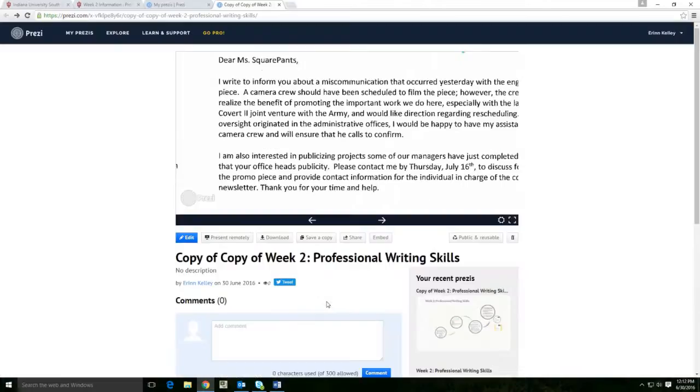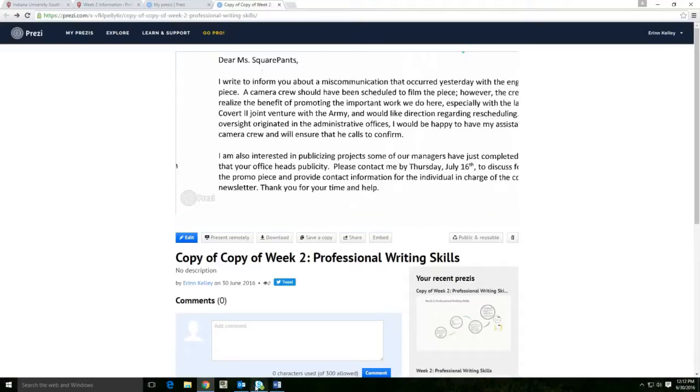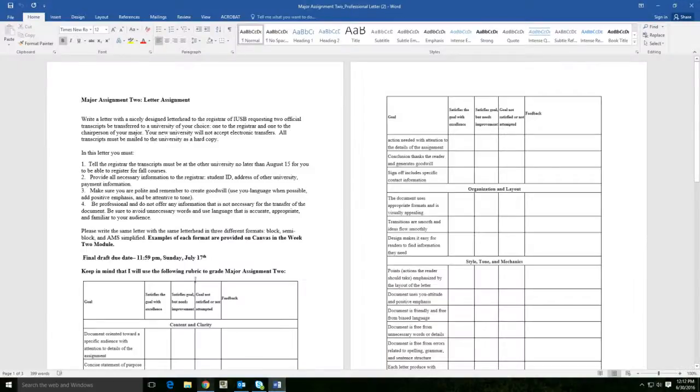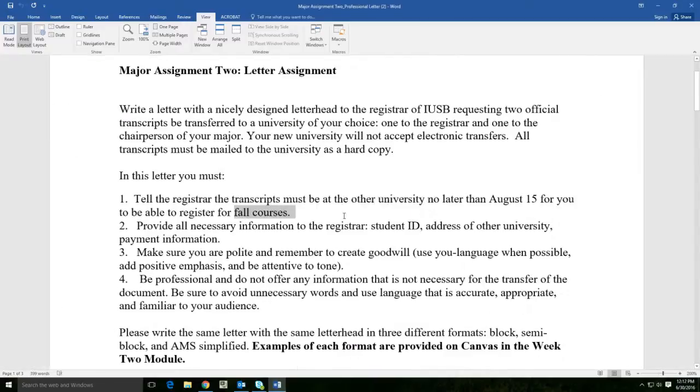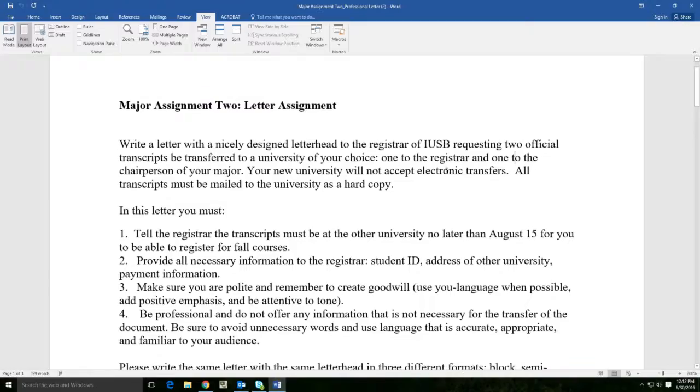Okay, so real quickly, I just want to look at your assignment for this week. For this week, you're asked to write a letter. So you've got very specific directions. I want you to write a letter with a nicely designed letterhead to the registrar of IUSB requesting 2 official transcripts be transferred to a university of your choice: 1 to the registrar and 1 to the chairperson of your major.